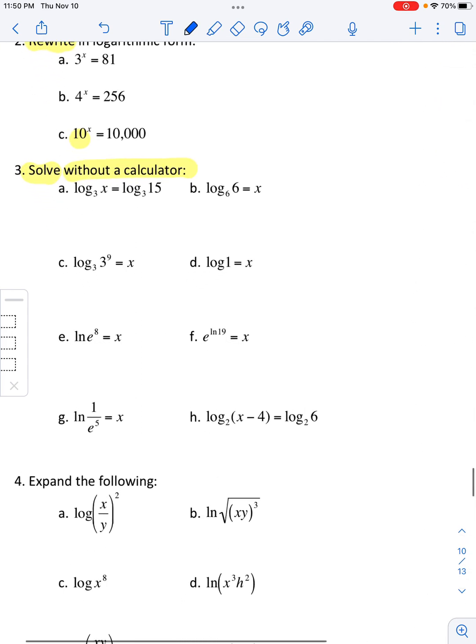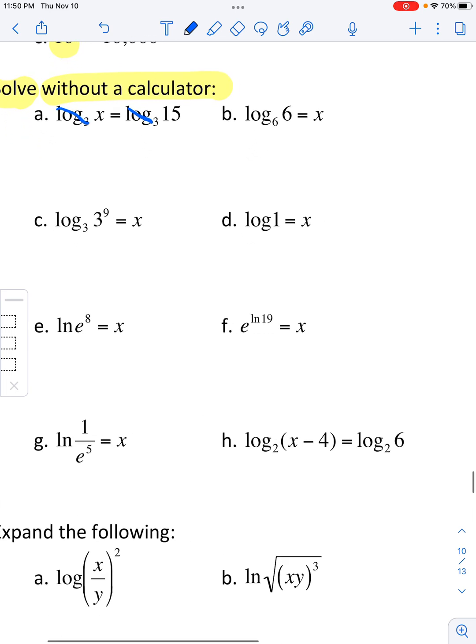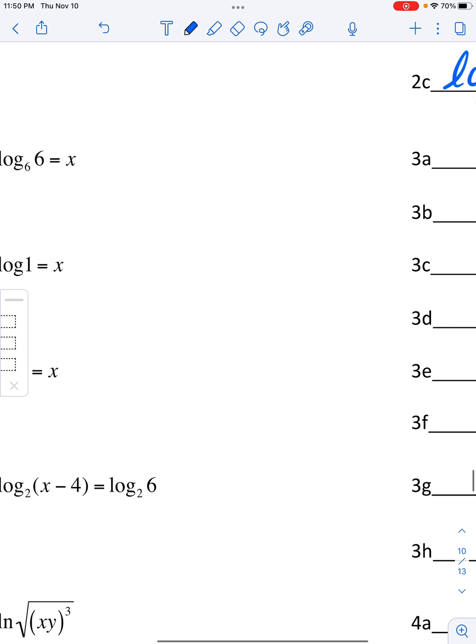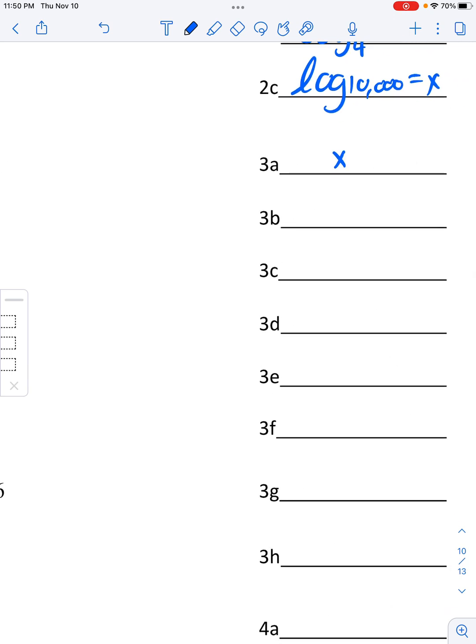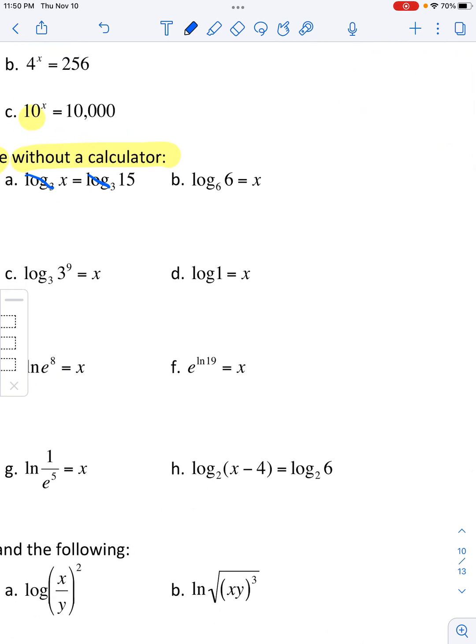This, you want to sort through the 4 types. This has logs on both sides, so I can cancel them out. Pretty darn easy. X is going to equal 15. With log equations, you do need to check for extraneous solutions. But in that case, 15 is not causing a problem, which would mean forcing me to take the log of a negative, but plugging in 15 won't.